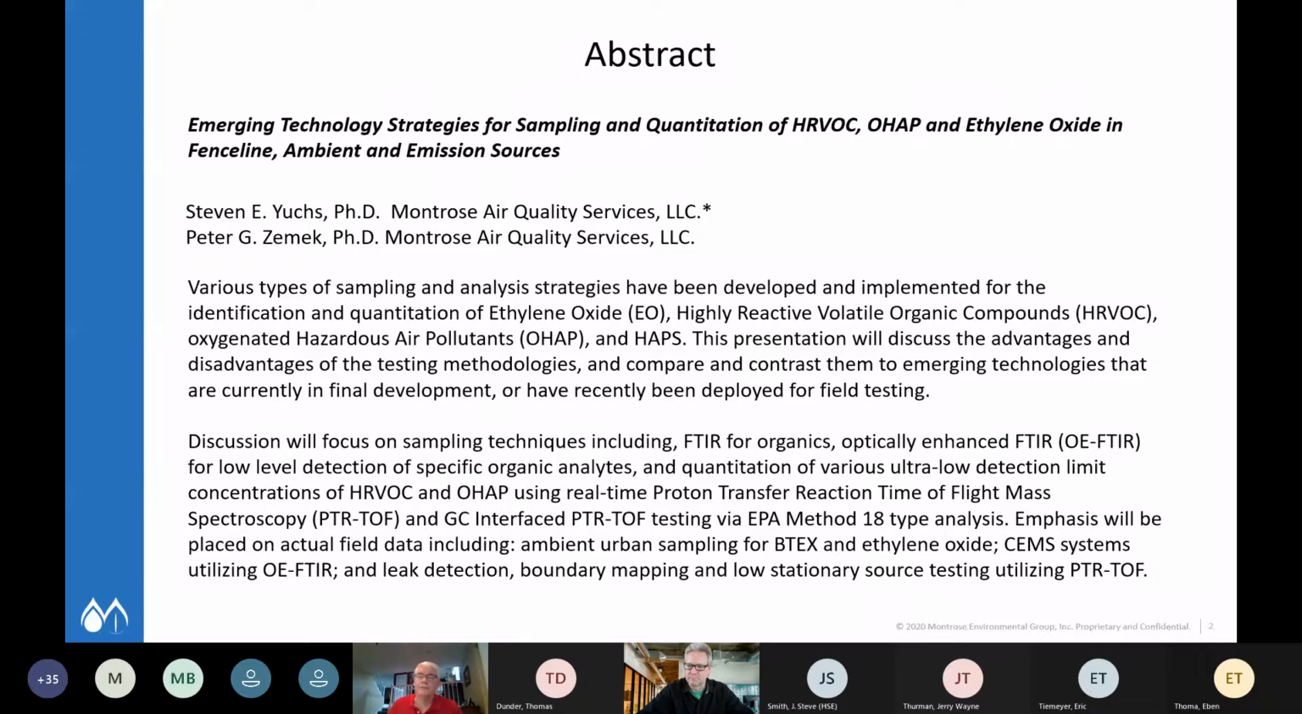So real quick on this one, this kind of details it a little bit more. There are multiple technologies available to do a wide variety of these field analysis. So we'll look at some methods specific for the ethylene oxide and the OHAPs. We'll start out with a little bit of sensor work and how we deploy those, a little bit of optically enhanced FTIR for OHAP analysis, and then we'll look at the proton transfer time of flight mass spectrometry for a wide range of these applications and analytes.